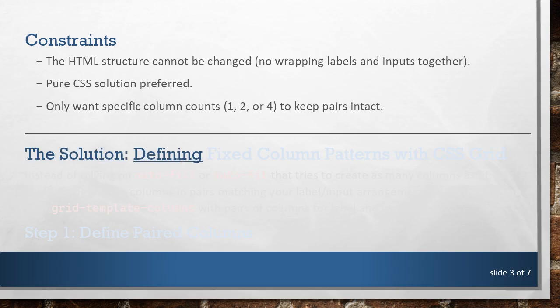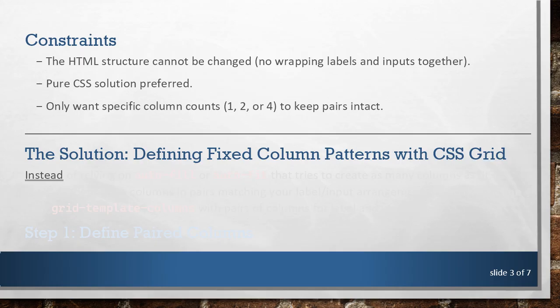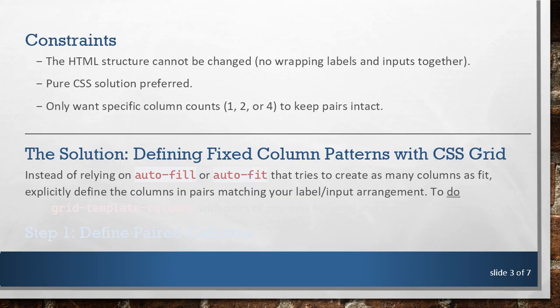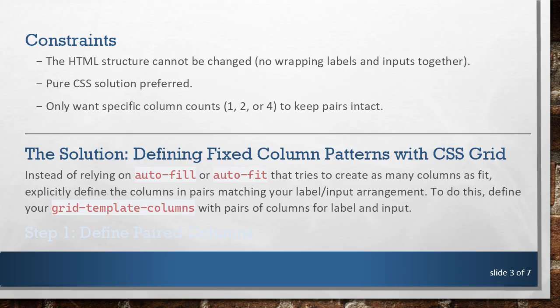The solution: defining fixed column patterns with CSS Grid. Instead of relying on autofill or autofit that tries to create as many columns as fit, explicitly define the columns in pairs matching your label/input arrangement. To do this, define your grid template columns with pairs of columns for label and input.